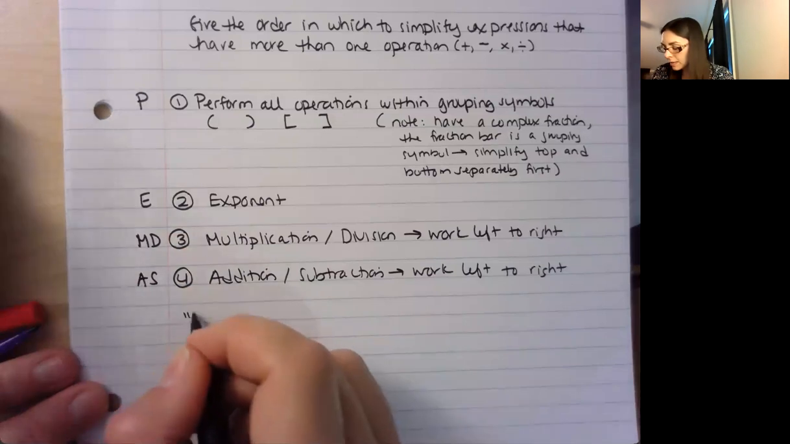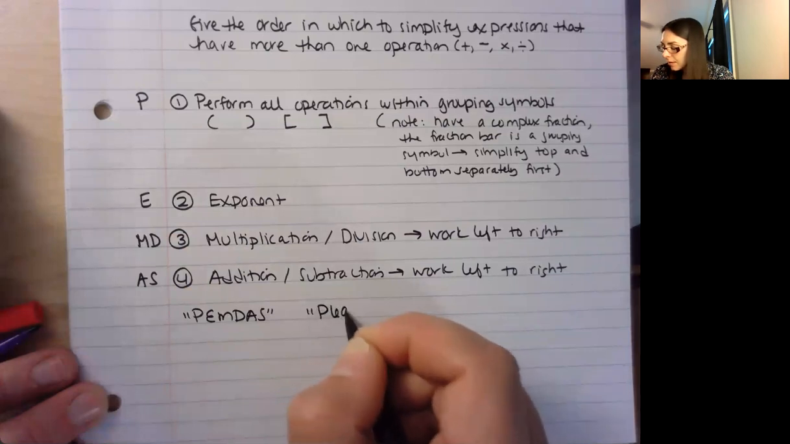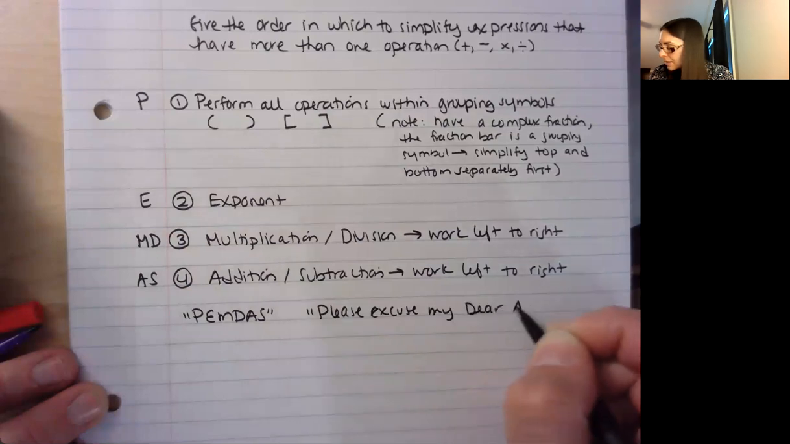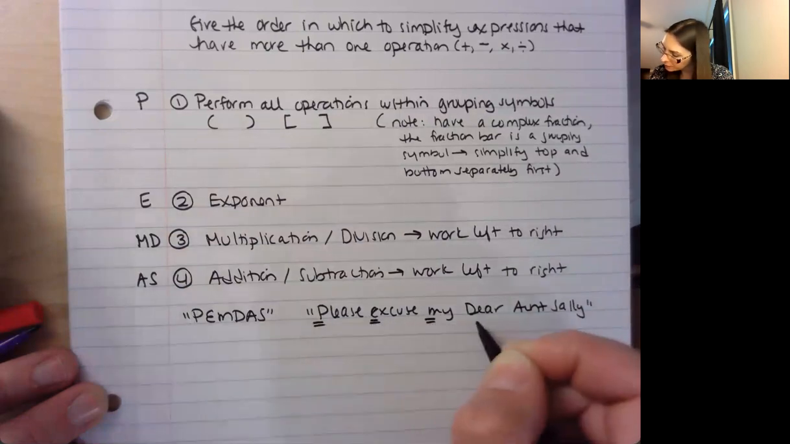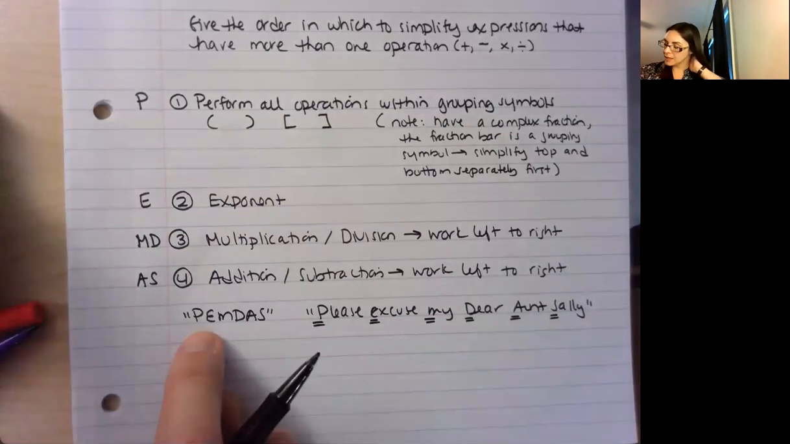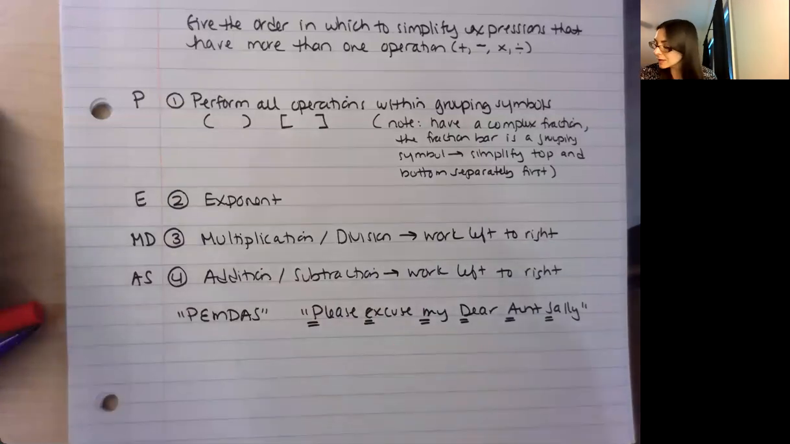So if you hear the phrase PEMDAS, or please excuse my dear Aunt Sally, again, these are just ways to remember the different orders. So P stands for parentheses, E stands for exponents, M and D stand for multiplication and division, A and S stand for adding and subtracting. So that's a helpful way to remember them, but you do want to remember that multiplication and division could go the other way. They work together. And the same thing with adding and subtracting. So you want to make sure you don't mix that up.